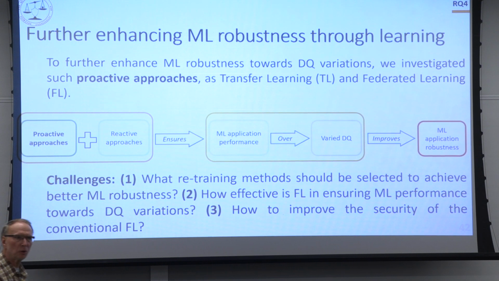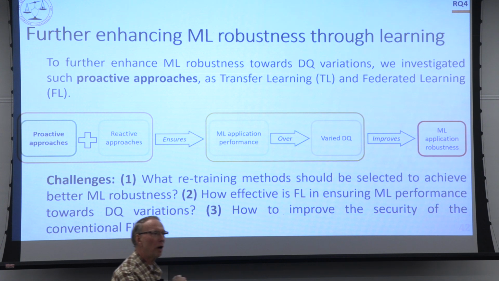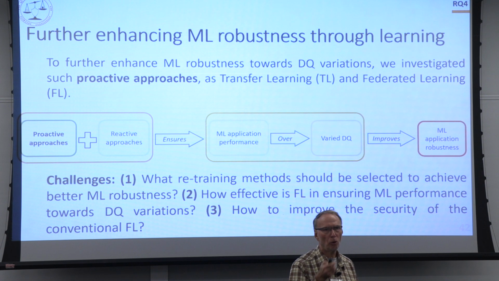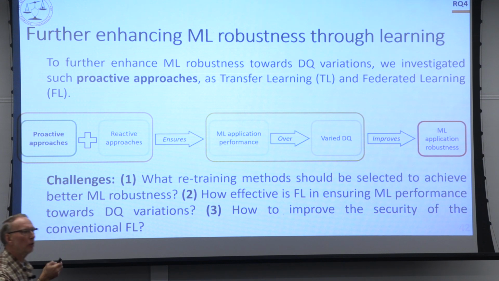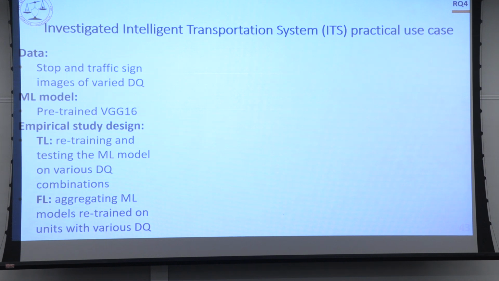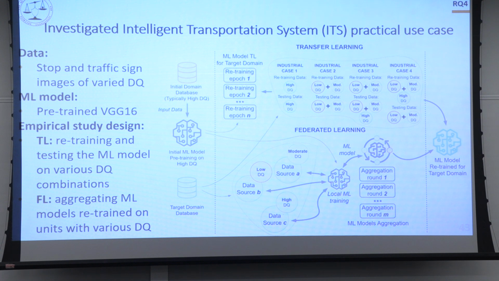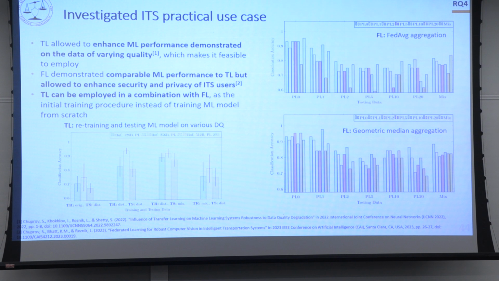And probably the most interesting part: so far we considered system adjustment over deployment. In this part, we are trying to think about how to adjust the system over learning. And again, we considered two major approaches, and they have been discussed here. One approach is transfer learning, and another approach is federated learning. And we try to see if federated learning is worse or better, maybe, than transfer learning.